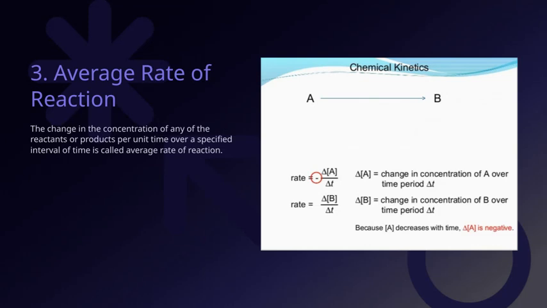Today, we're going to talk about what we call the average rate of reaction. Essentially, this is the change in the concentration of any reactant or product over a specific period of time. So, when we measure how quickly a reaction occurs, we're looking at how much the concentration of substances involved changes per unit of time. It's important to understand that this gives us a way to quantify the speed of a reaction, providing a clear picture of how fast or slow a process is happening.